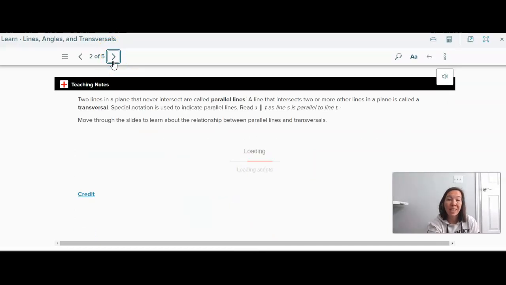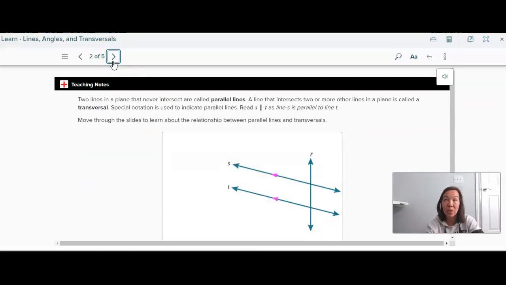Now 2 lines in a plane that never intersect, you guys already know this from our work with systems, are parallel lines. A line that intersects 2 or more other lines in a plane is called a transversal. So any line that intersects 2 or more lines is a transversal. R would be what we call a transversal. And the symbol we use for parallel is just 2 parallel lines right next to each other. So we would say that S is parallel to T.